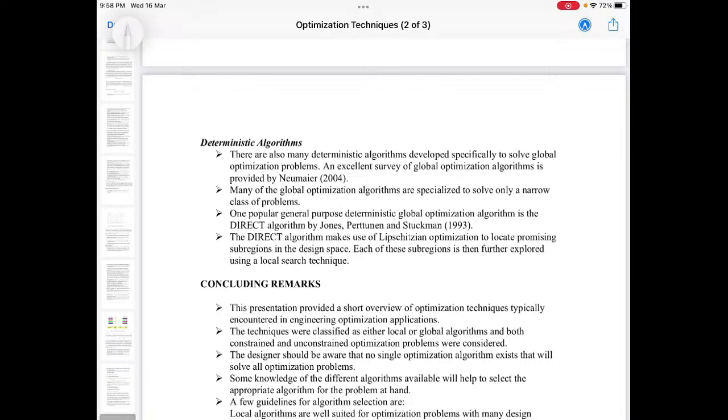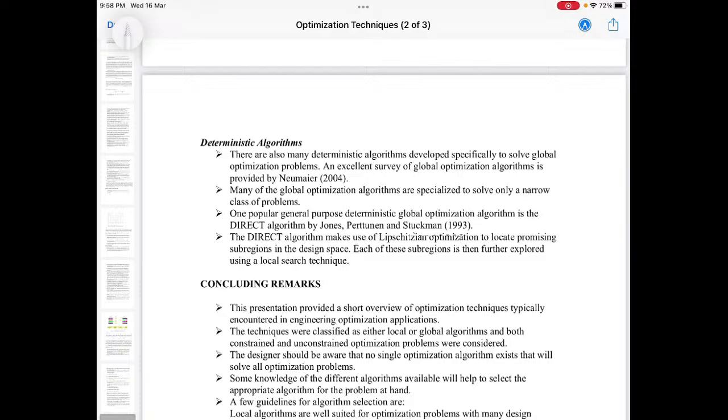And an excellent survey of global optimization algorithms is provided. So here we can see that most of the global algorithms are specialized to solve only a narrow class of problems. And one popular general purpose deterministic global optimization algorithm is the DIRECT algorithm, by Perttunen and Stuckman.